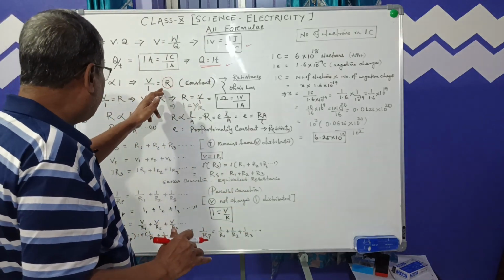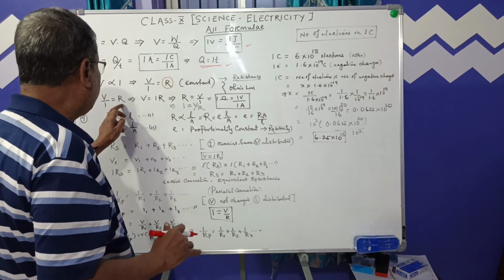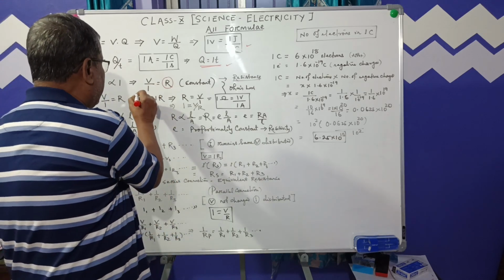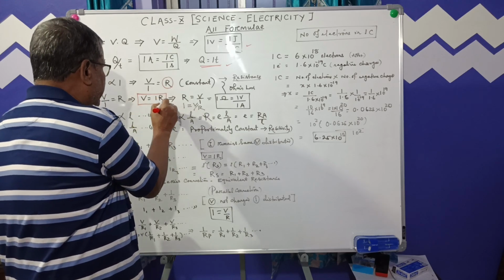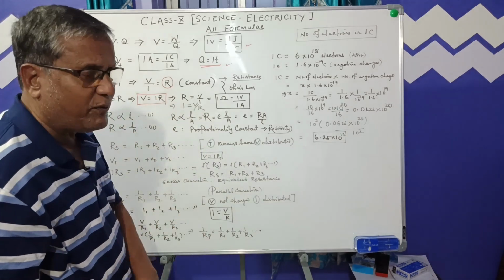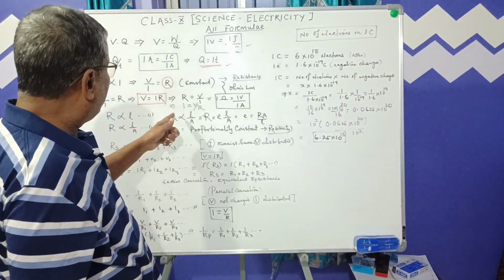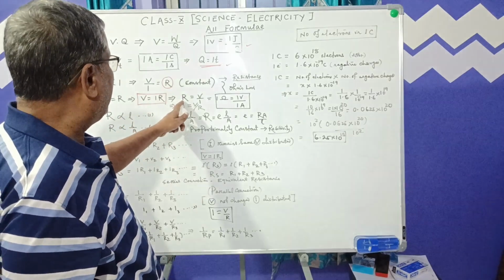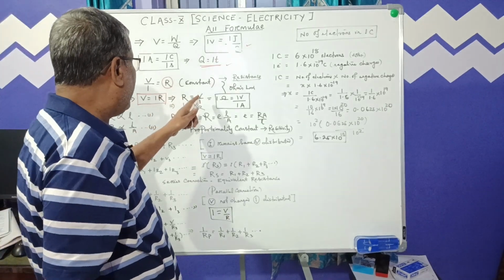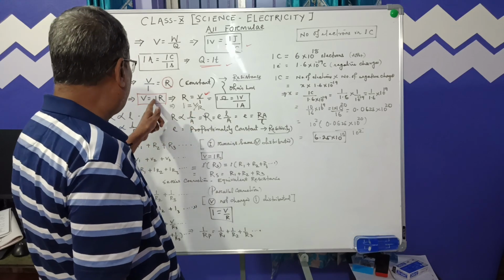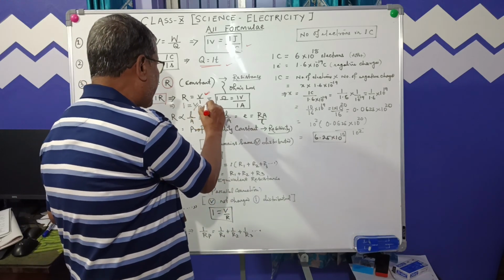So from this equation you see V by I is equal to R, which implies V is equal to IR. This is very important. We have to apply it in our subsequent discussion. V is equal to IR, and simply that implies R is equal to V by I. This is also important, and I is equal to V by R. It is also important.